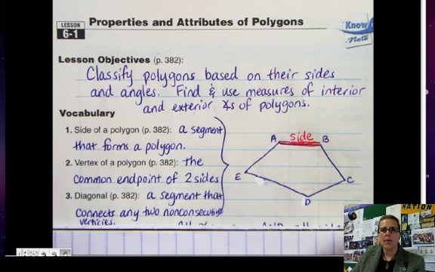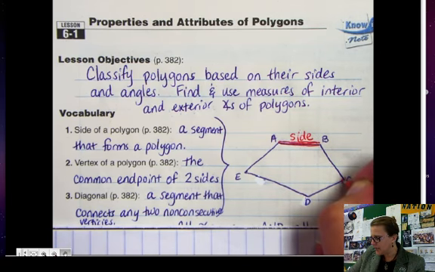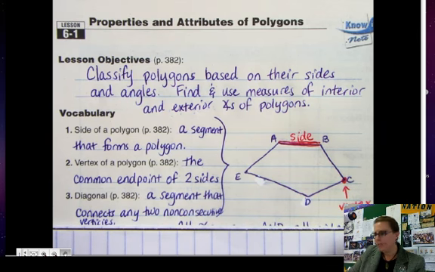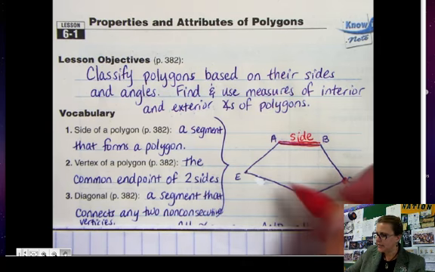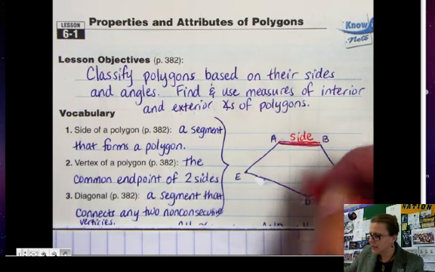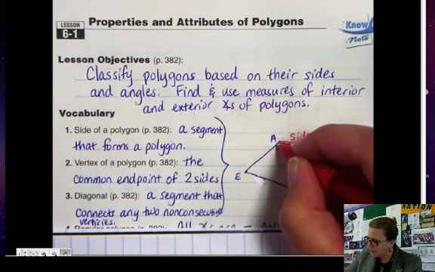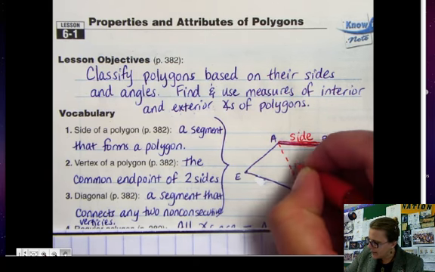Okay? Also, a vertex of a polygon is the common endpoint of two of the sides. So for example, this is a vertex, point C. A and B are also vertexes, D is a vertex, E is a vertex. A diagonal is a segment that connects two non-consecutive vertices. So, for example, AD is a diagonal.